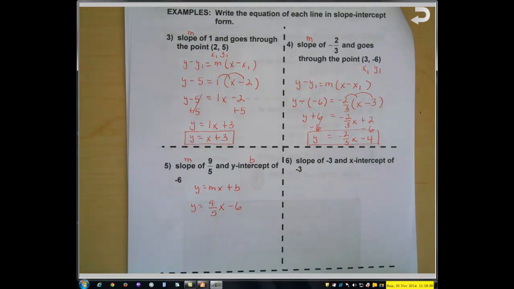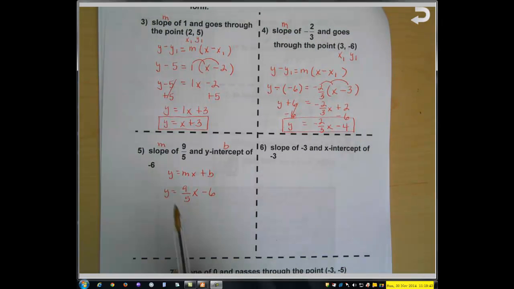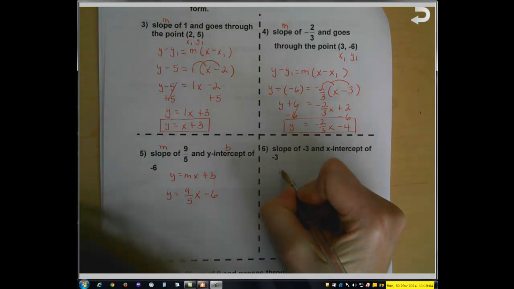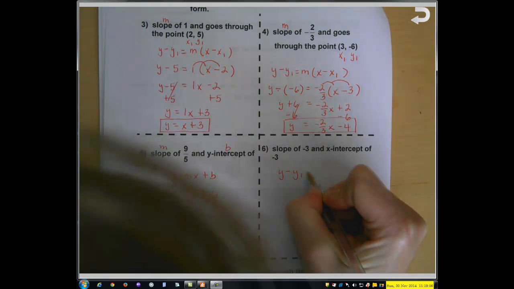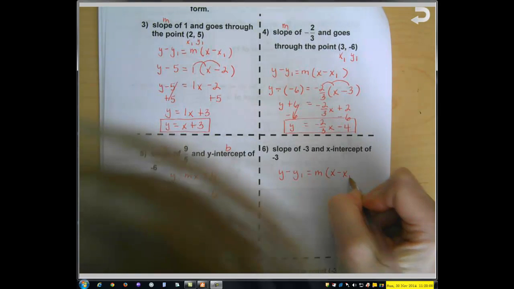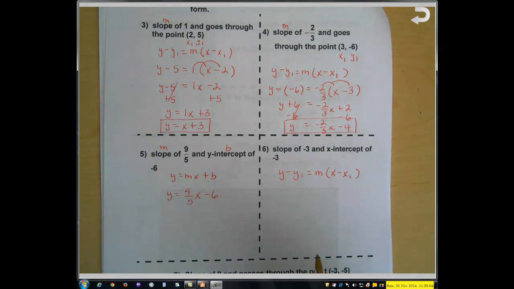Okay, now in number 6, we are given an x-intercept. Well, slope-intercept form doesn't allow us to use the x-intercept, it requires the y-intercept. However, we have point-slope form where if we know the slope and a point on the line, we can plug in the information that we have.